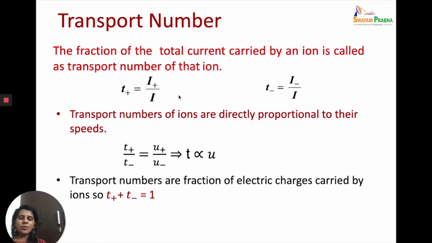And this transport number is directly proportional to the speed of migration of the ion. So if you take a ratio of the transport numbers of cation to the anion, you will find that it is equal to the ionic speeds of the cation to the anion. So T plus upon T minus is equal to U plus upon U minus, which is equivalent to saying that T is directly proportional to speed.